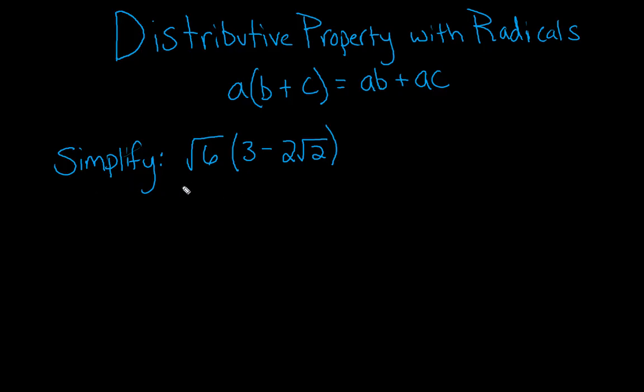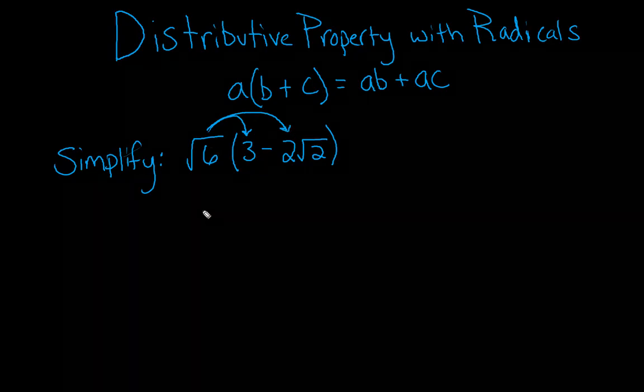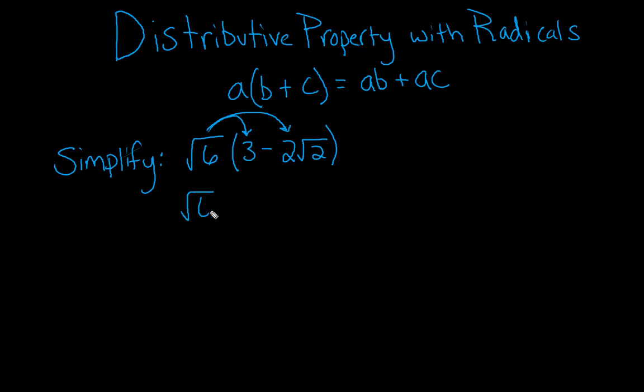So we're asked to simplify this problem, square root of 6 times 3 minus 2 times the square root of 2. So in order to do this, we are just going to distribute this square root of 6 into the terms in our grouping. So when we do that, if we rewrote this out, we now have the square root of 6 times 3 minus the square root of 6 times 2 times the square root of 2.